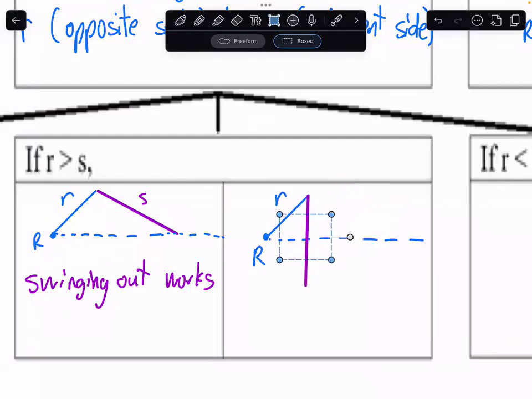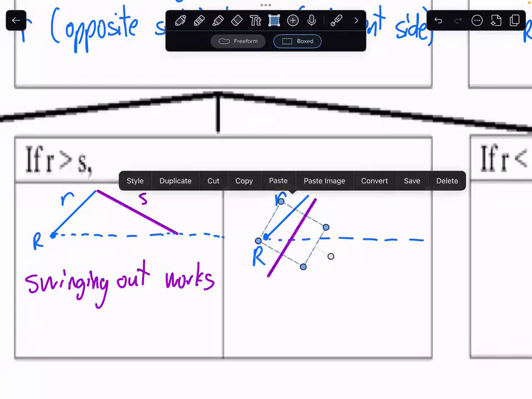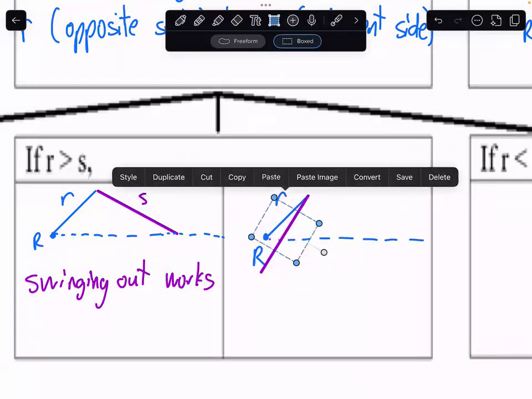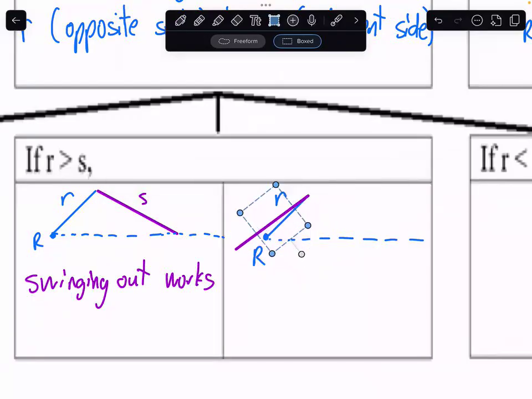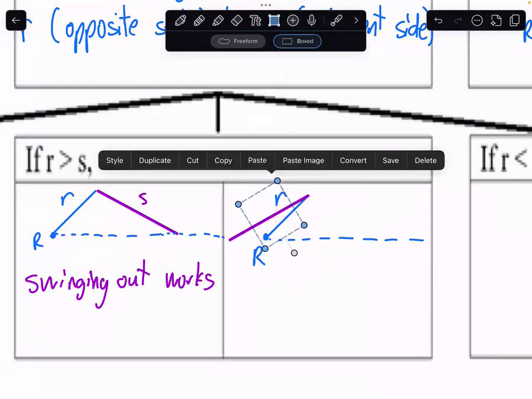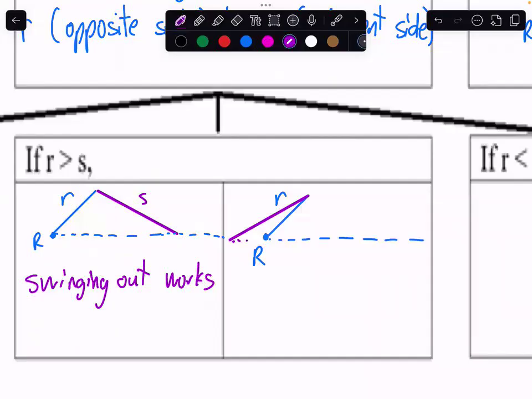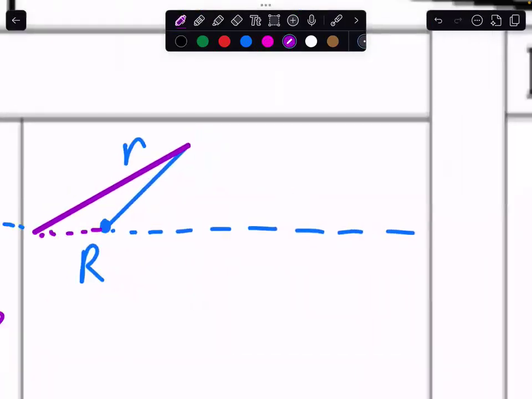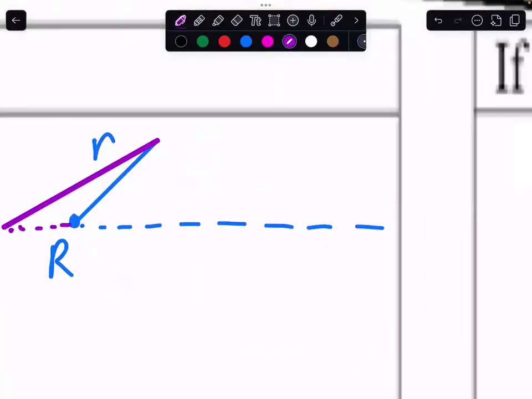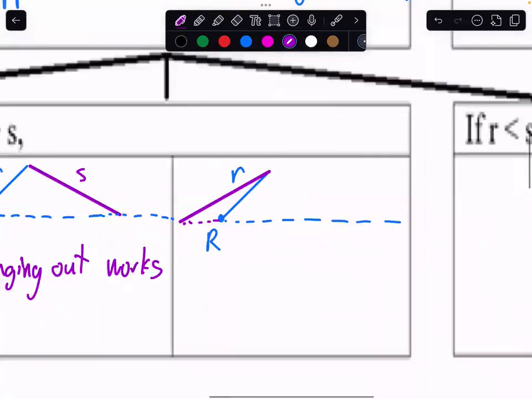Again, if you go straight down, it cuts through the bottom. What happens if you swing in? It still cuts through the bottom. And you might ask, well, can't you go over here and then connect up the triangle over here? What do you guys think? Is this allowed? Yes. So it's actually not.